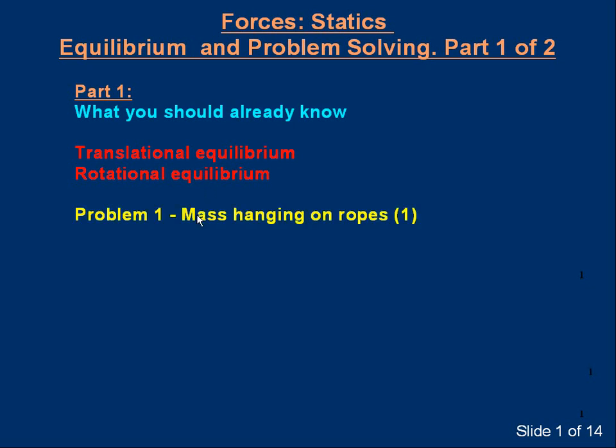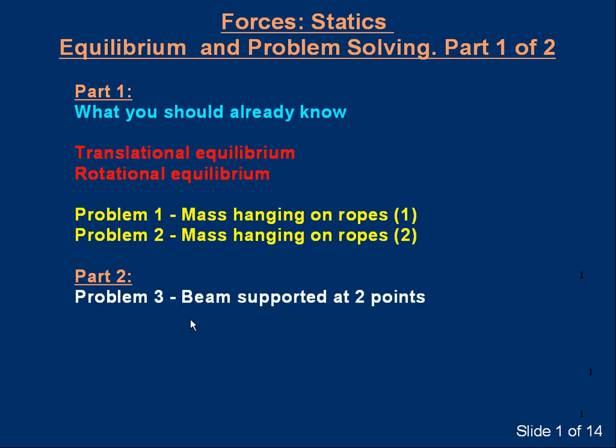First one is a very common one, mass hanging on two ropes. Ropes make the same angle with the vertical. How do you get the tension in the ropes? Problem 2, very similar, but the ropes are at different angles. That's part 1. In part 2, separate video, we'll simply continue with more problems.